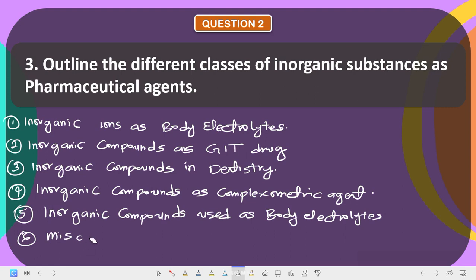How did they spell miscellaneous the other time? Let me just spell it, I'll look at the correction later. Miscellaneous use of inorganic compounds. Is there any other one I'm forgetting? Let me see if I'm correct or not.